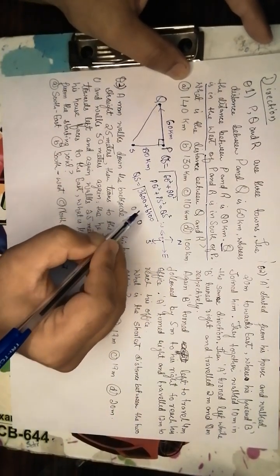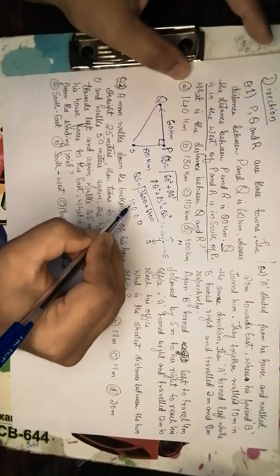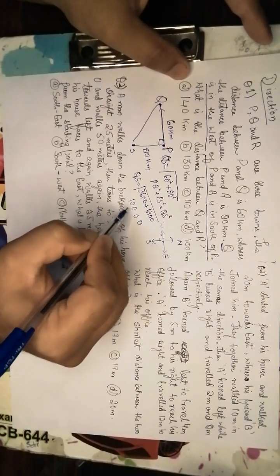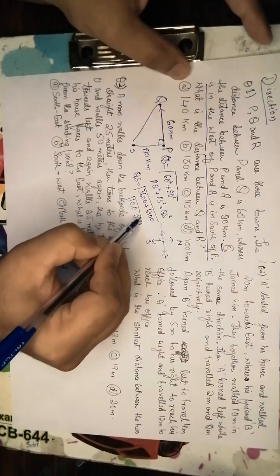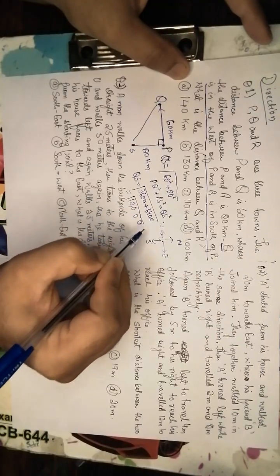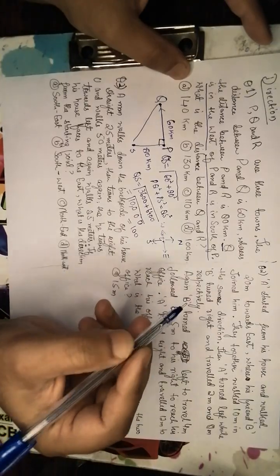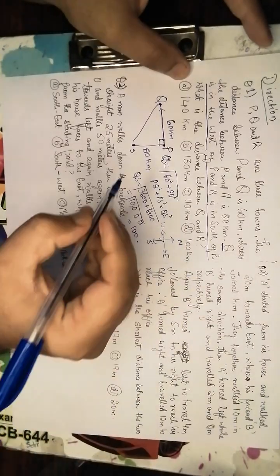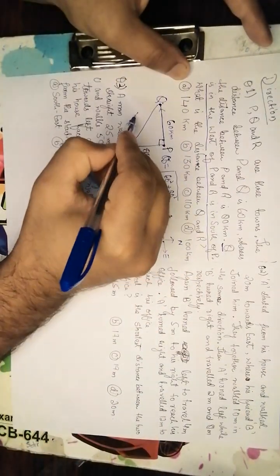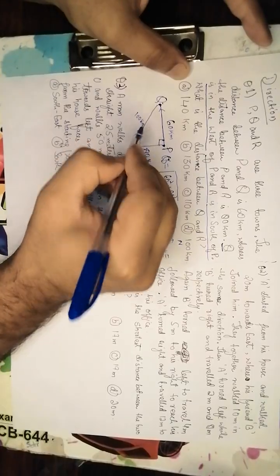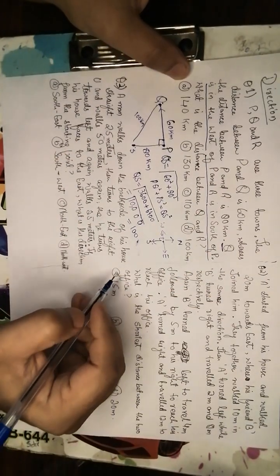Now you can add them: 0, 0, 6 plus 4 is 10, carry 1, 6 plus 3 plus 1 is 10. So it forms 10,000. The square root of 10,000 is 100, that means 100 square is 10,000. So the distance between Q and R is 100 kilometers. Done. Easy as it is.